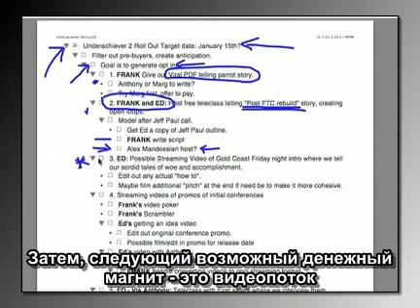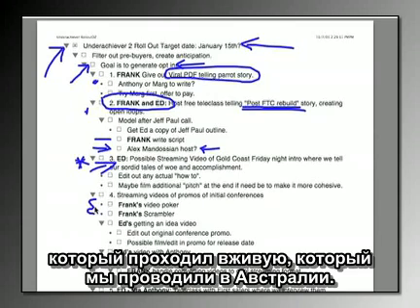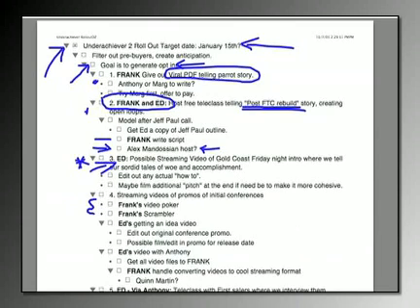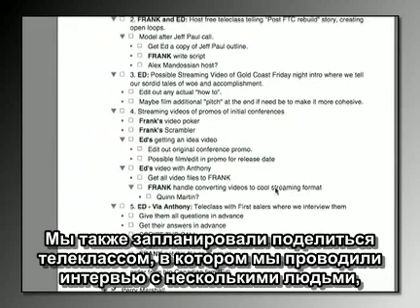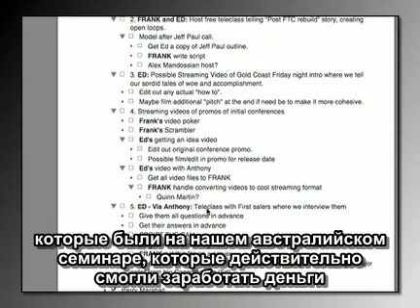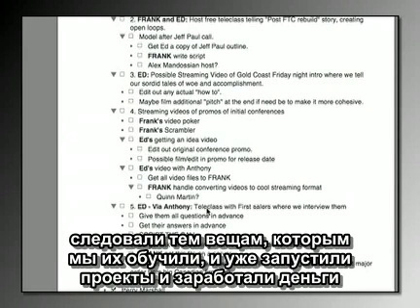Then other money magnets were possible: streaming videos and more streaming videos from the initial conference, which I did post. Some streaming videos from the initial Underachiever conference that was live, which we did in Australia. We had also planned to give away a teleclass where we interviewed some of the people from our Australian seminar who actually had gone on to make some money. In fact, we had really impressive success stories from attendees who simply went to that seminar, followed the stuff that we taught them, and were already up and running and making money.